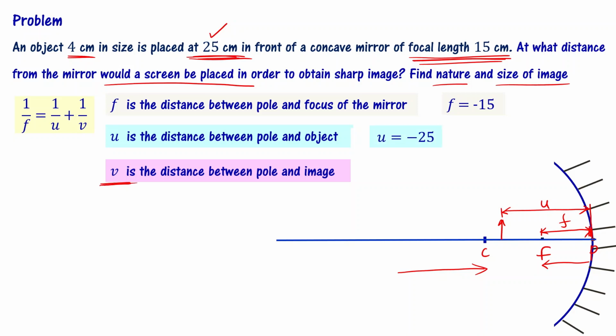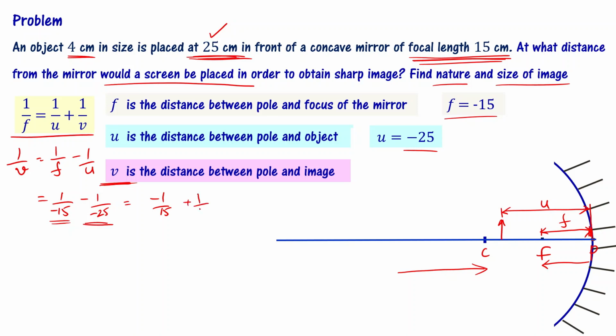Now we have to find the value of v, right? For this, we are going to rearrange this equation: 1 by v equal to 1 by f minus 1 by u, right? Let us substitute the values we know. f equal to minus 15 and u equal to minus 25, right? Now I can write this as minus 1 by 15 plus 1 by 25, right? Let me rearrange this as 1 by 25 minus 1 by 15, right?